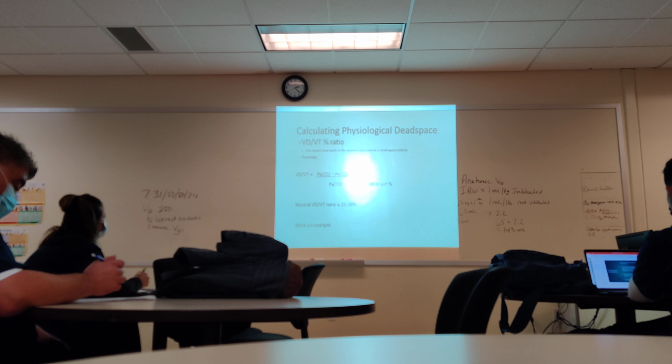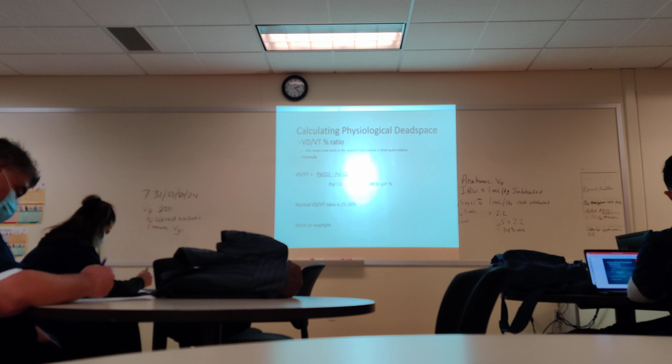So I can find anatomic dead space this way, and I can actually find the amount of volume that's missing if I were to look and see how much of my ventilated patient's volume I'm losing by doing this calculation. There's also another way to estimate it. We call this the VD to VT ratio, so dead space ratio.